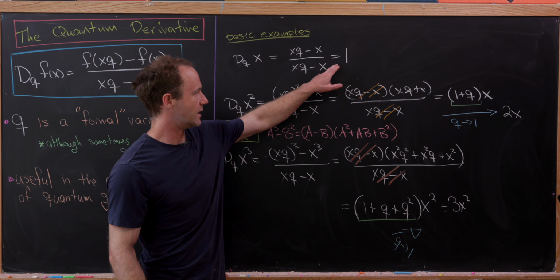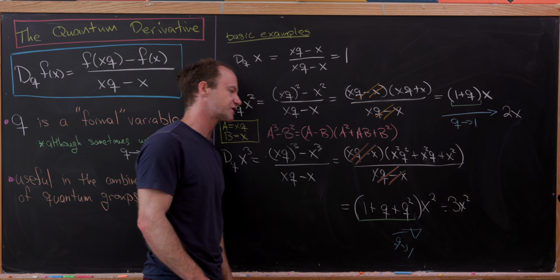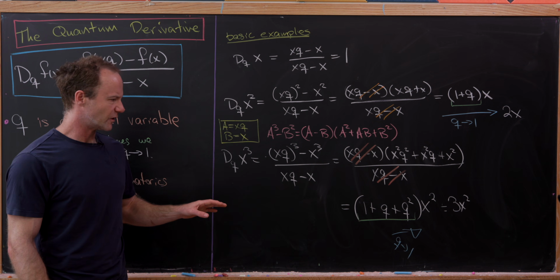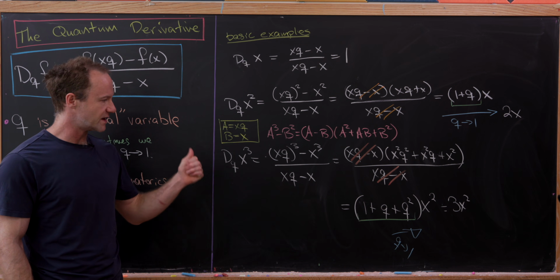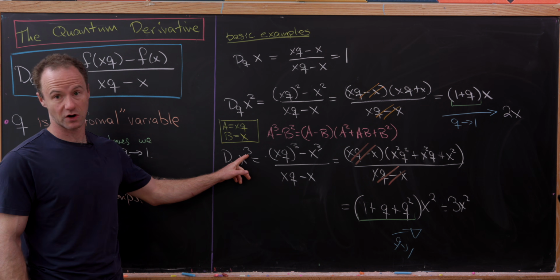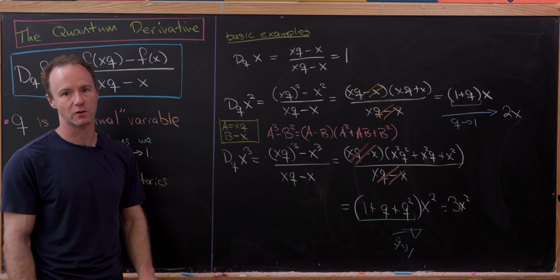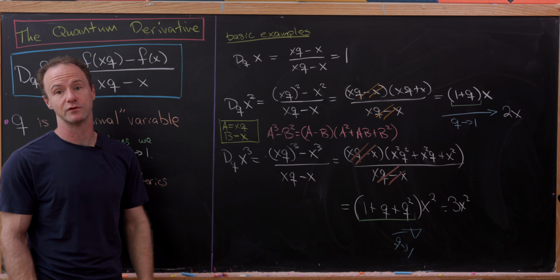Here we've got 1. Here we have 1 plus q. Here we have 1 plus q squared. Well, look, those are just sums from 1 to a power of q, which is 1 less than what we started with right here. So I think that gives us a hint as towards the power rule. Now let's state and prove that.